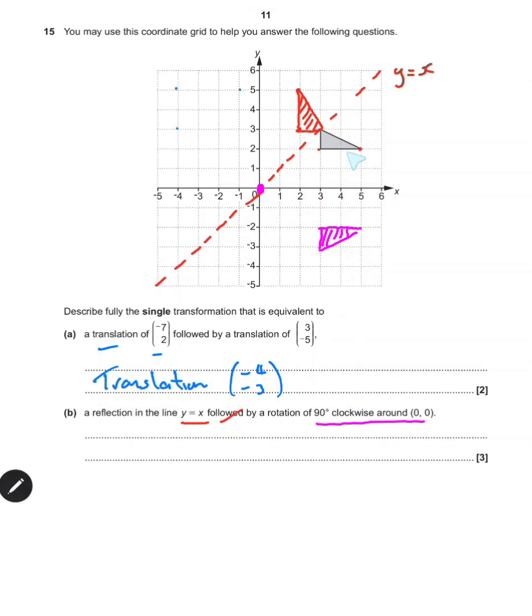So how do we get from there to there? Well, it looks to me like we've done a reflection. The shape has flipped over, if you like. And the line that we've flipped over is this one smack bang in the middle of these two shapes. And that is the x-axis. You could say about y equals 0.